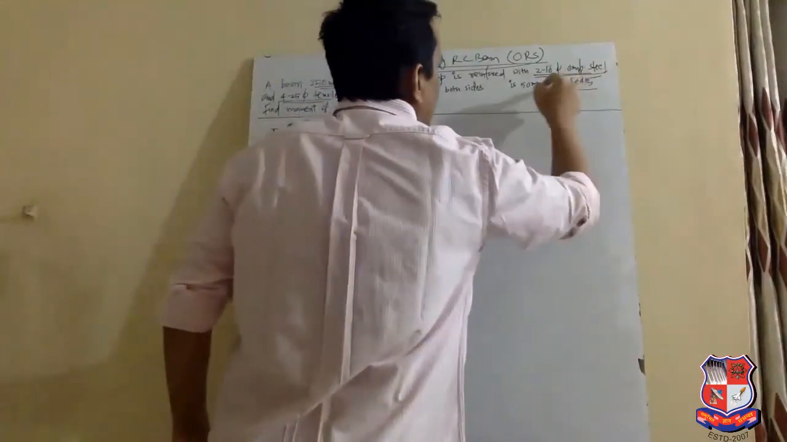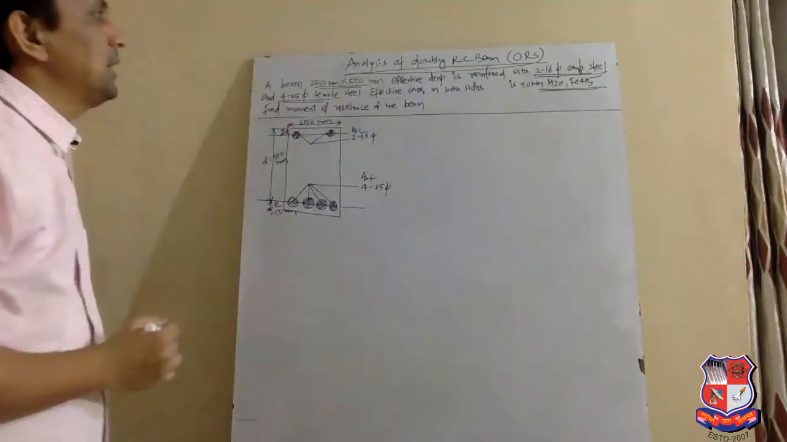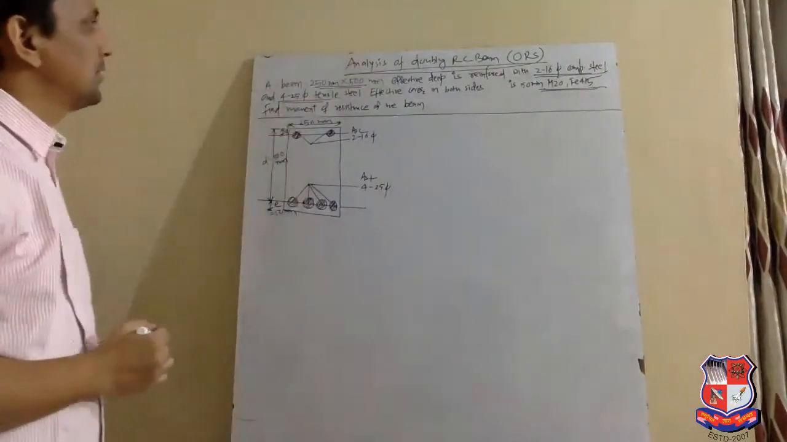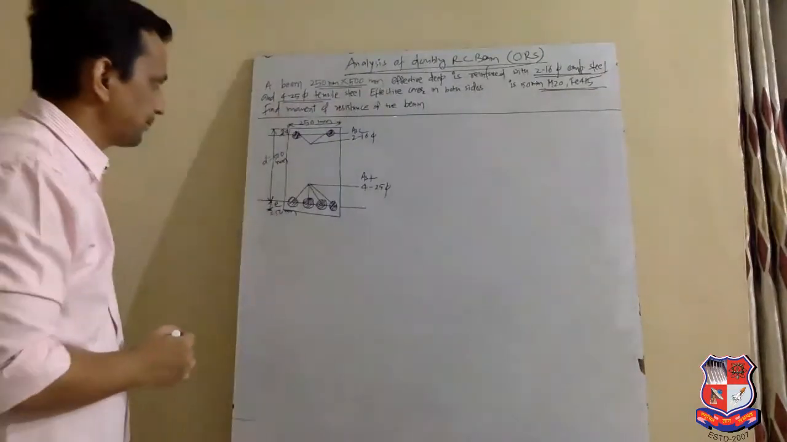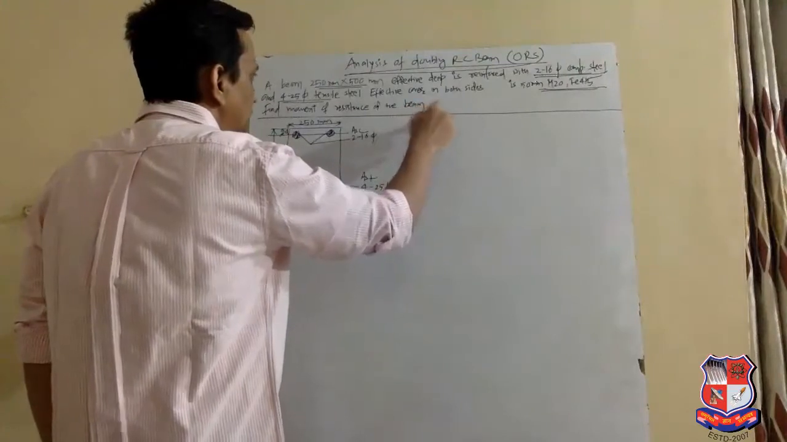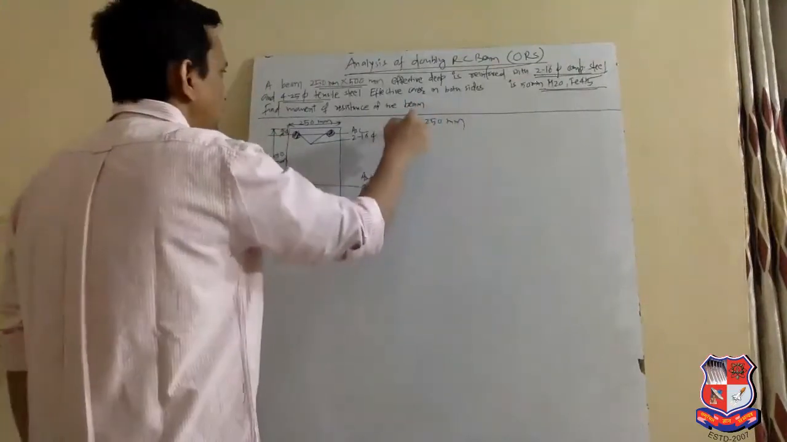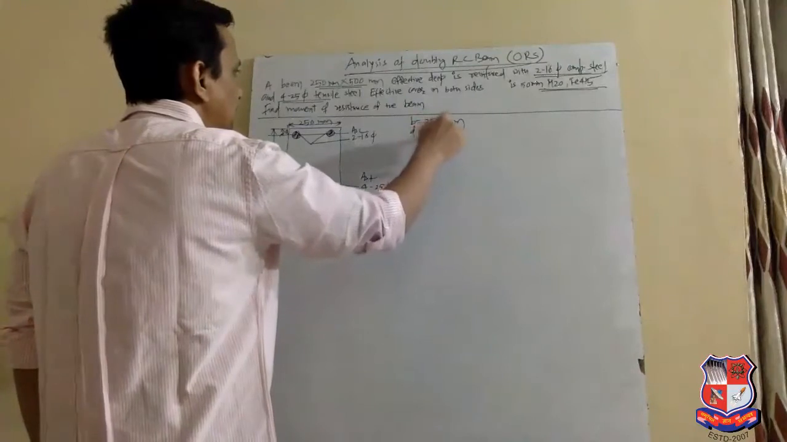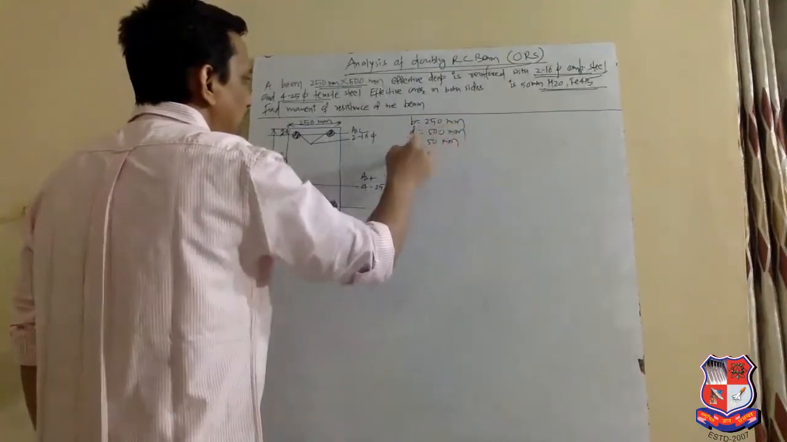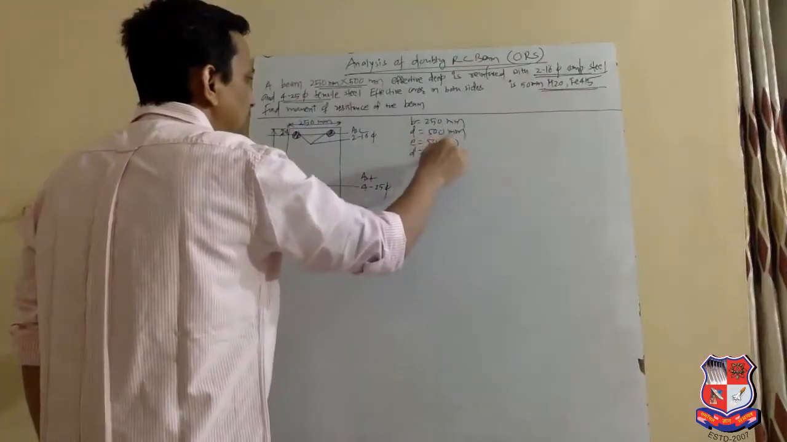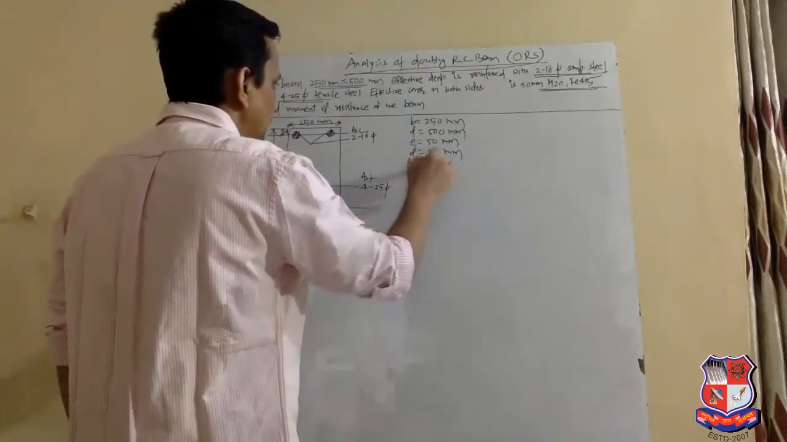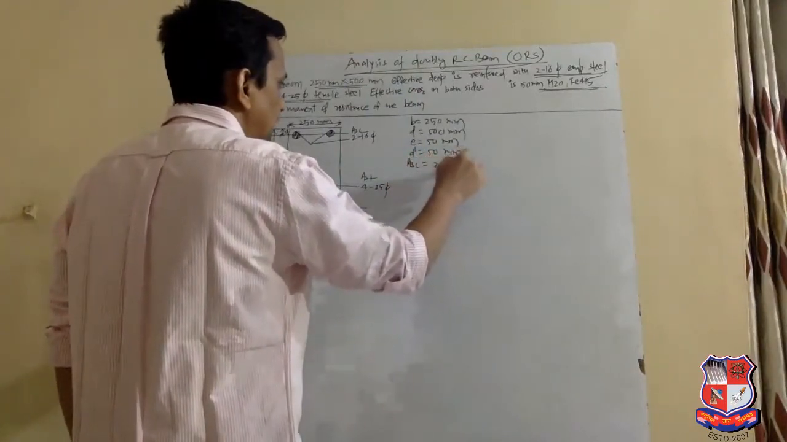Materials used, concrete is M20 and the steel is Fe415. Find moment of resistance of the beam. Here B is given 250 mm, small d is given 500 mm, E equal to 50 mm, d dash is also equal to 50 mm. In compression zone ASC 2 number 16 dia.